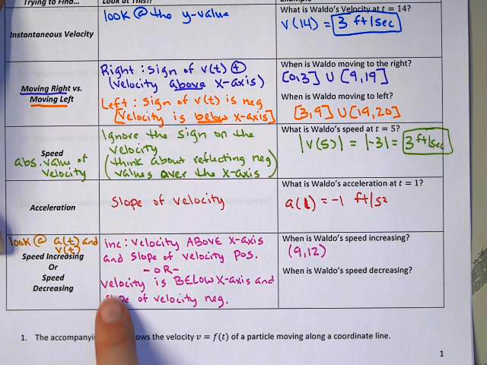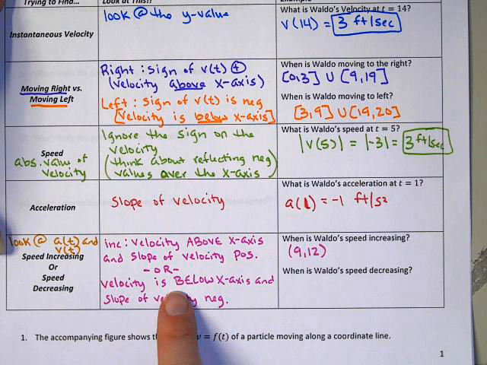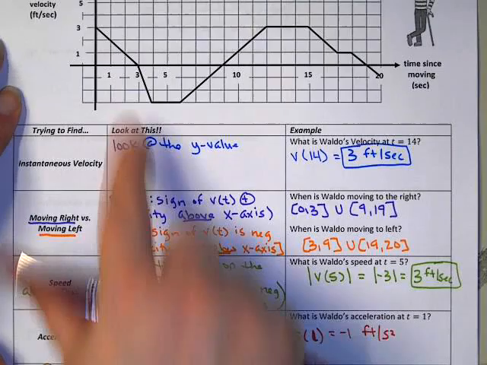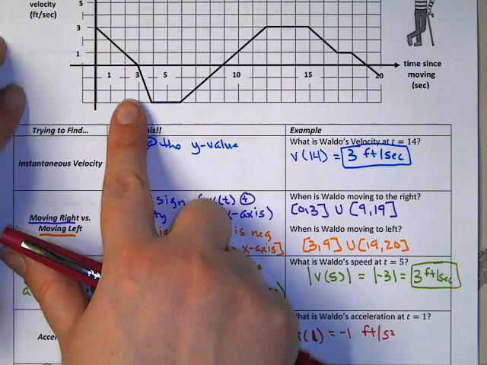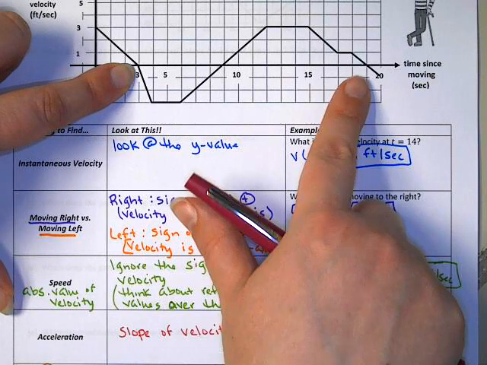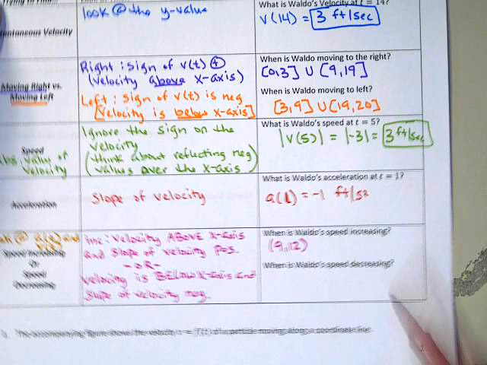But we also know that speed is increasing if the velocity is below the x-axis, so negative, and the slope of the velocity is negative. In other words, the velocity is decreasing. So now I want to look below the x-axis and be decreasing. So below the x-axis and decreasing happens from 3 to 4, and it happens again from 19 to 20.